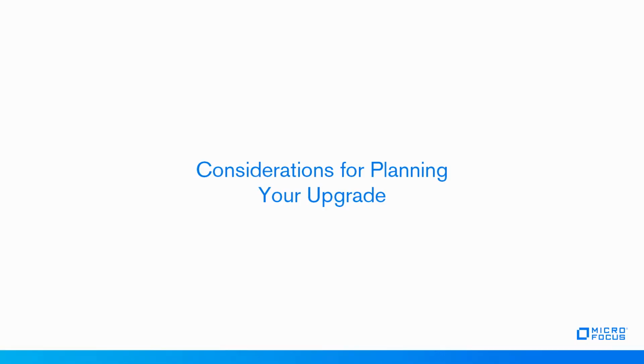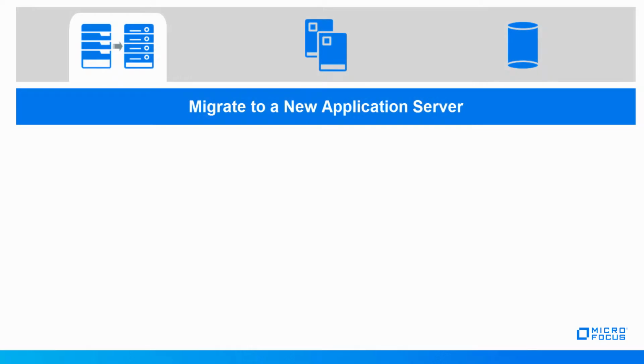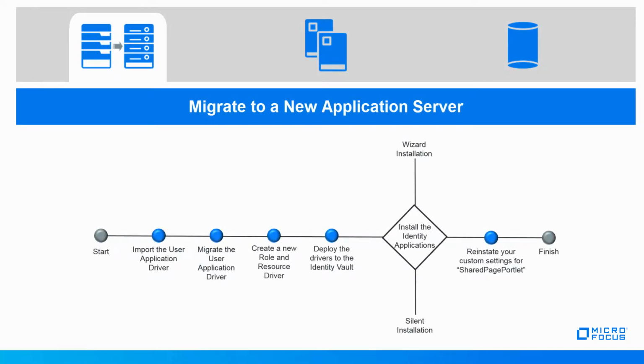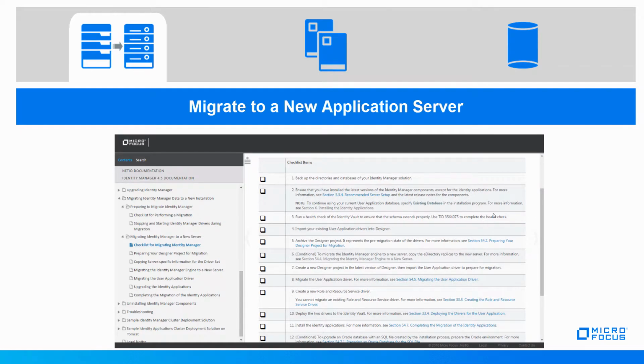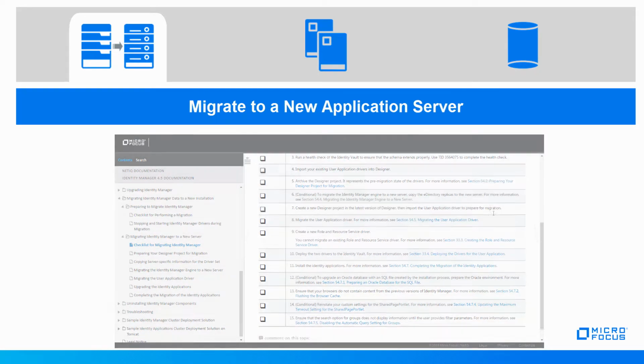Considerations for planning your upgrade. Migrating to a new application server requires you to import the file from 4.0.2 to 4.5 folder. Then go over to your cascading style sheets and convert or update them to your new theme. You must perform all the preparation tasks before starting the user application migration as discussed in the setup guide.